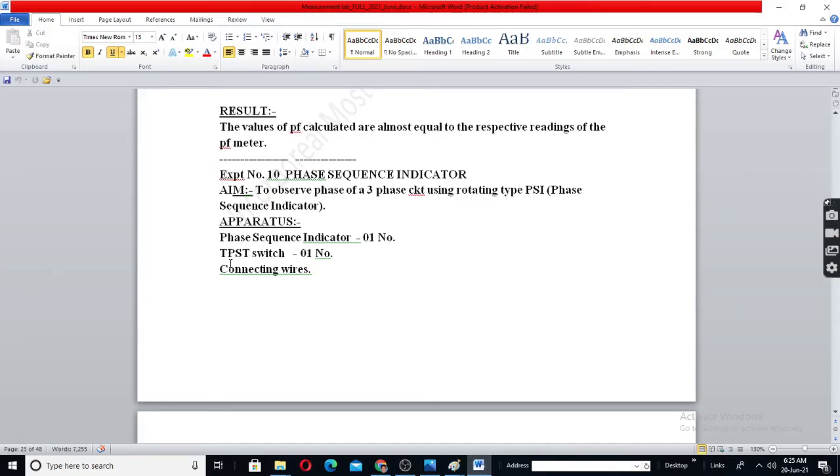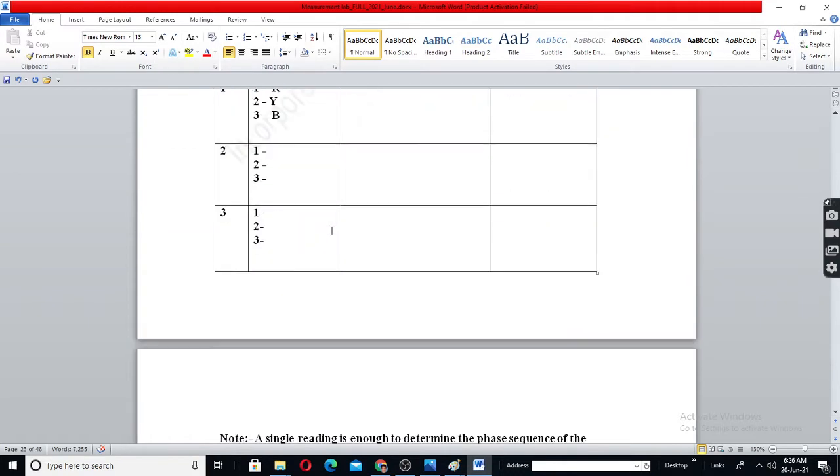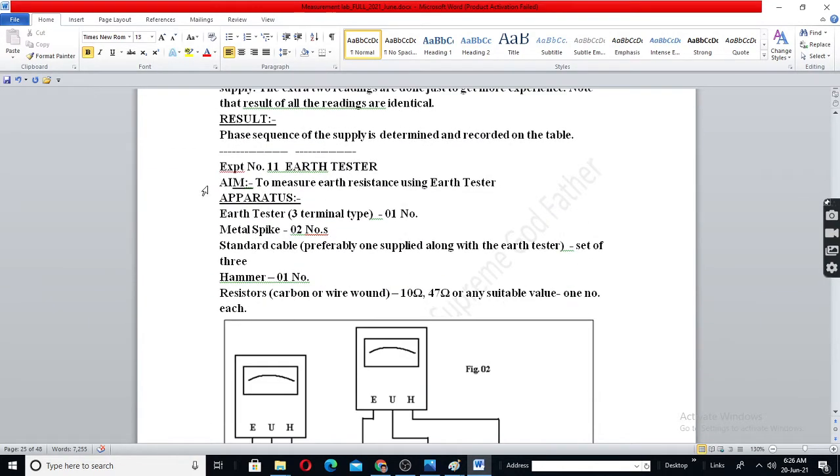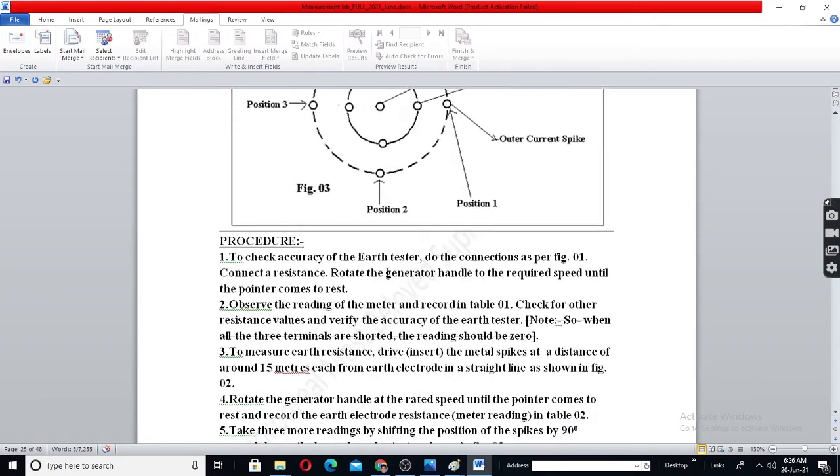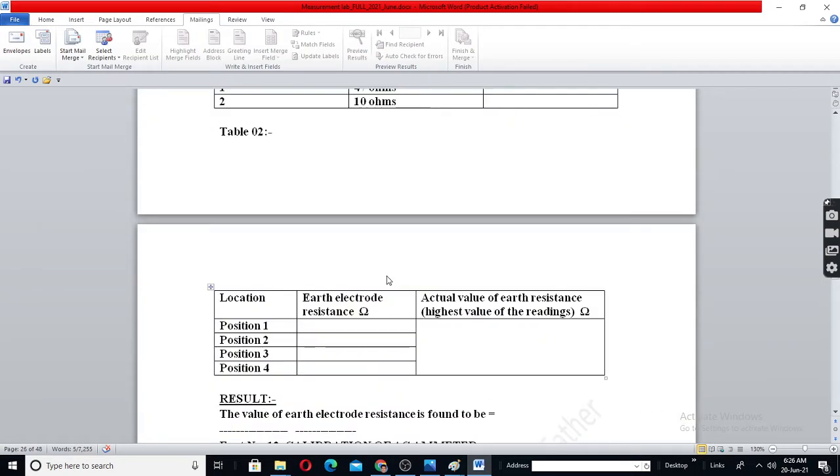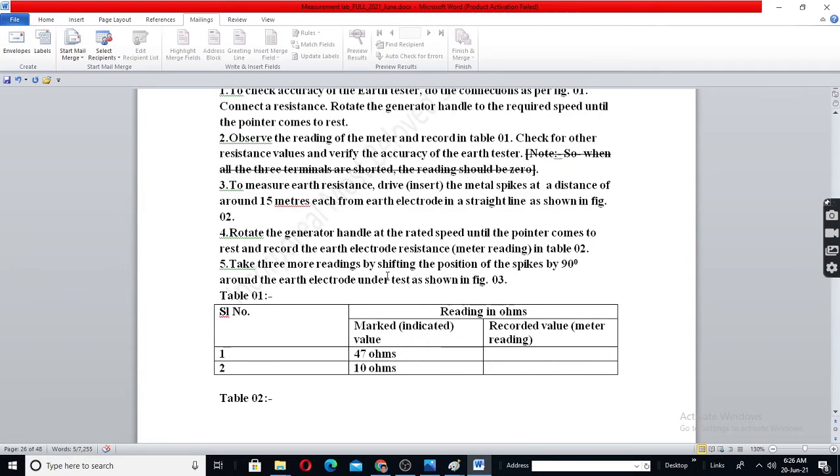Experiment number 10 is not in the syllabus. Okay. Phase sequence indicator. So 10 is not there. 11 is also not there. Then we will go to 11. You have already studied in your machines lab.